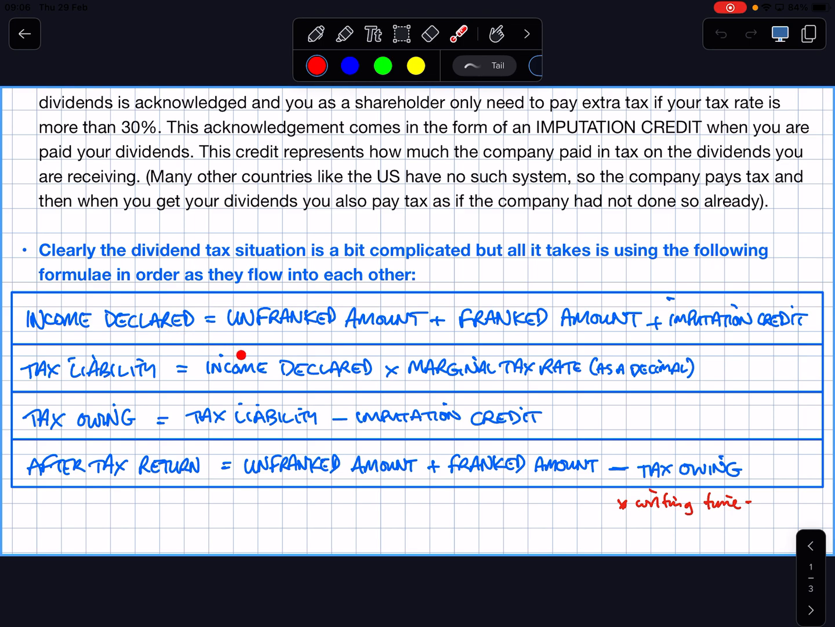So how does it flow into each other? Well, income declared is used in the second formula. Tax liability is used in the third formula. And tax owing is used in the fourth formula. You must use them in order, okay? I'll give you a longer bit of writing time. So 10 past, I'll get back to you to get these 4 down so I can run an example with you.